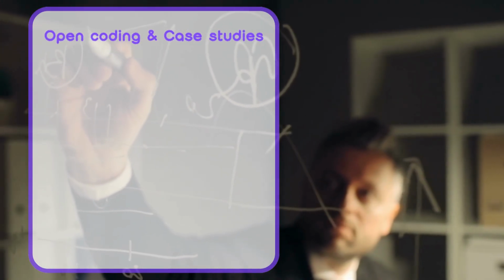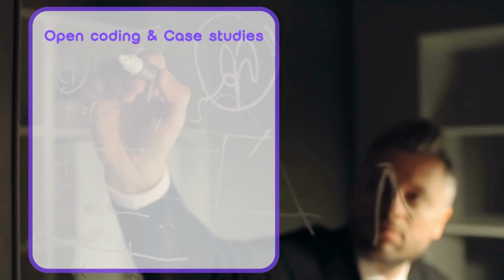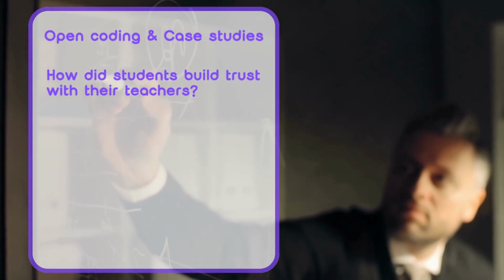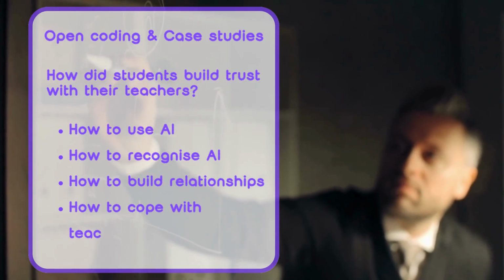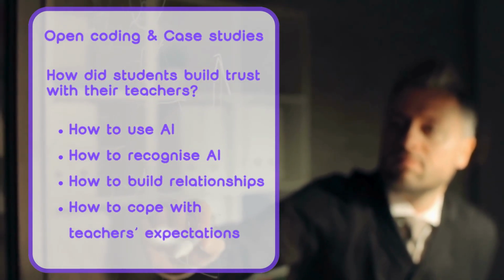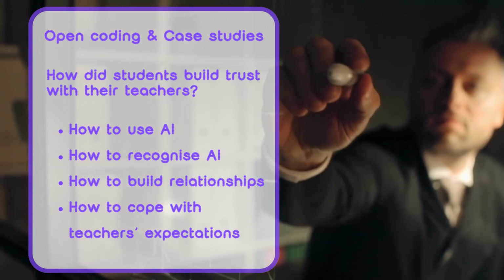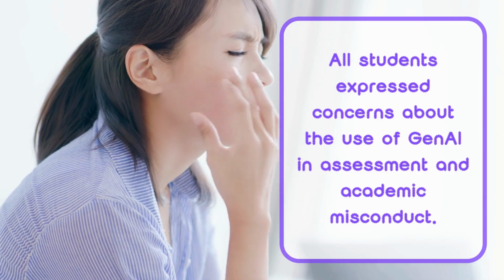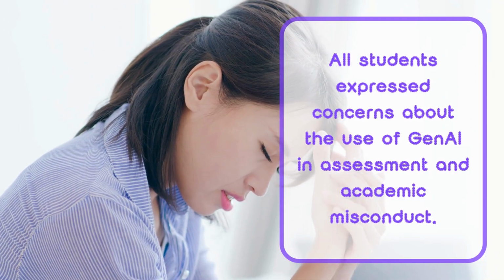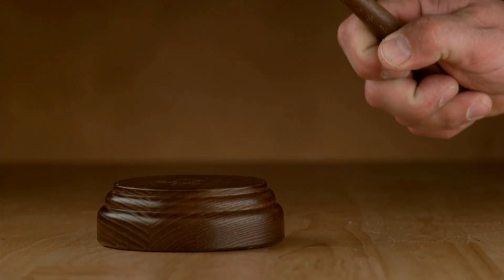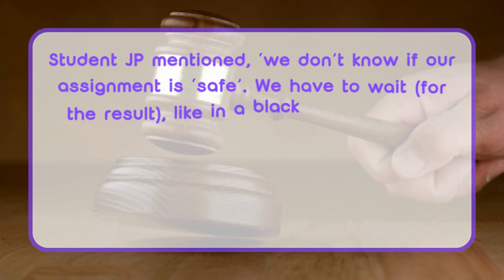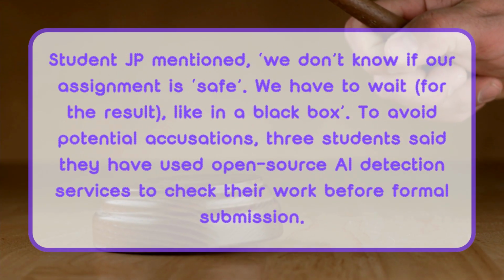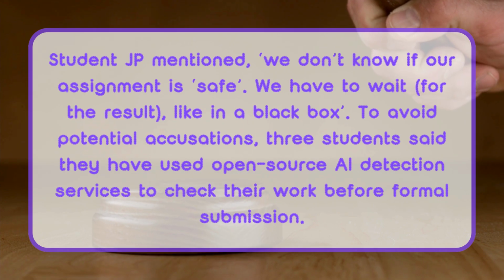Through open coding and case studies, this research came up with 4 main things related to how students build trust with their teachers, including how to use AI, how to recognize AI, how to build relationships, and how to cope with teachers' expectations. The research shows that all students express concern about the use of AI in assessment and academic misconduct. Students mentioned being wrongly accused of using AI in their assignments, which led them to become defensive and choose not to use AI in their work.